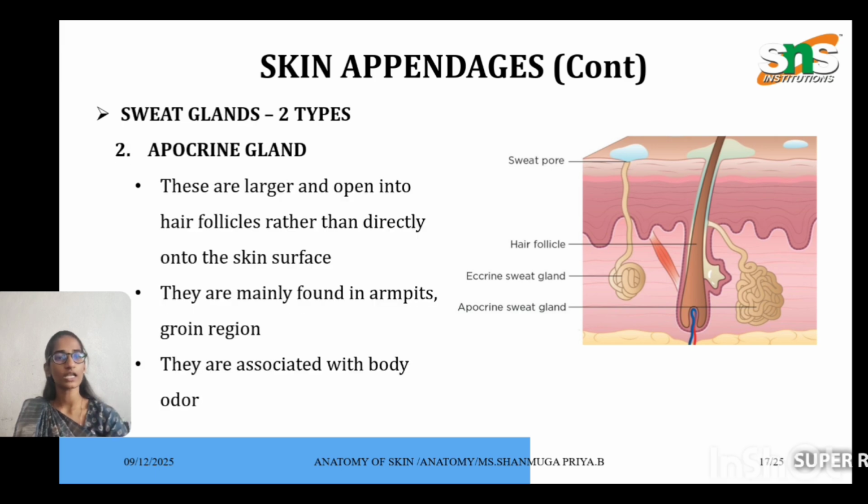While the apocrine glands are larger glands which open into the hair follicles rather than directly onto the skin surface. They are mainly found in the armpits and groin region. They are also associated with body odor.